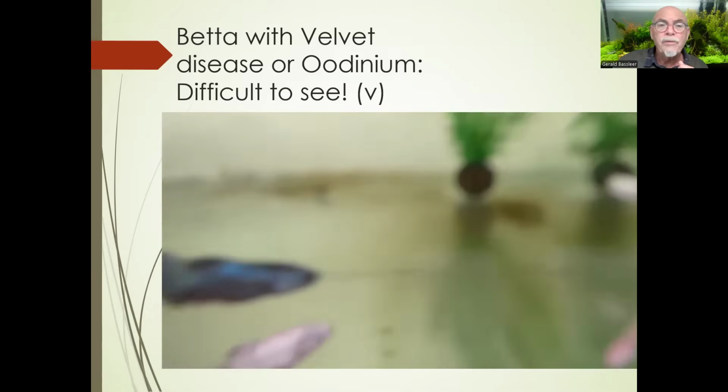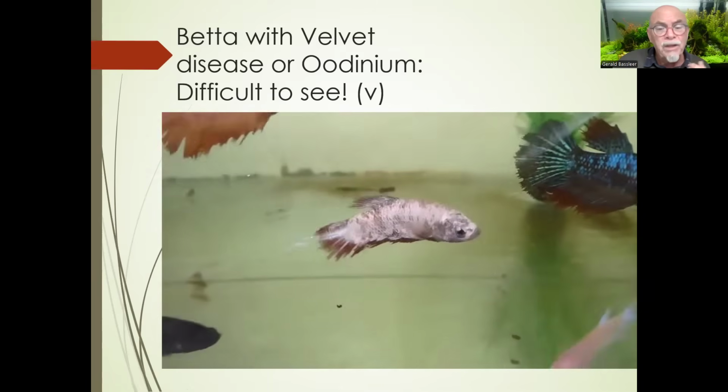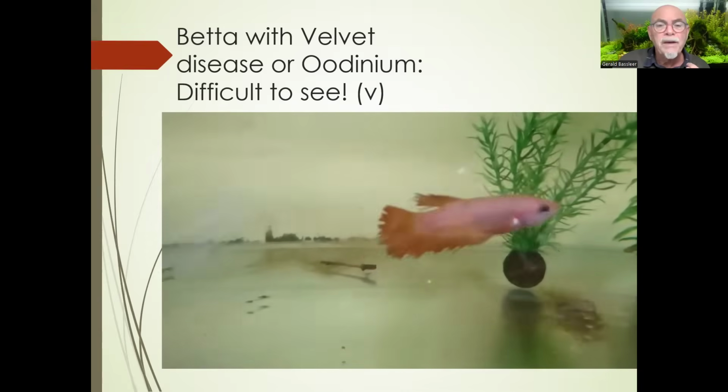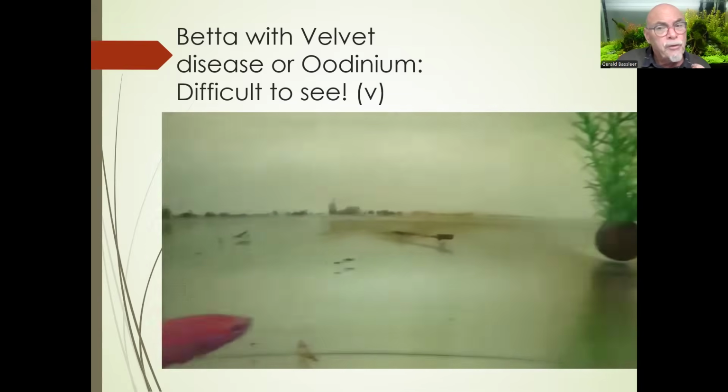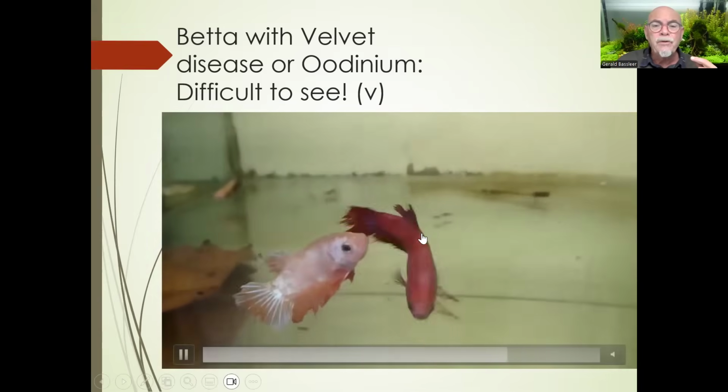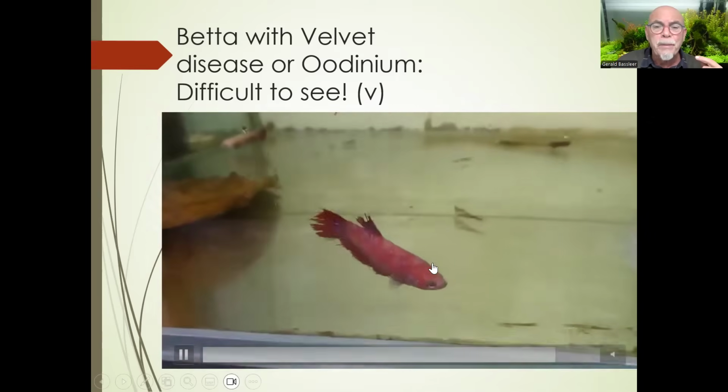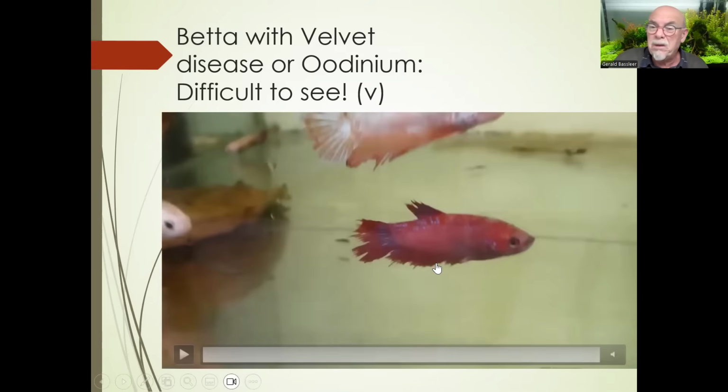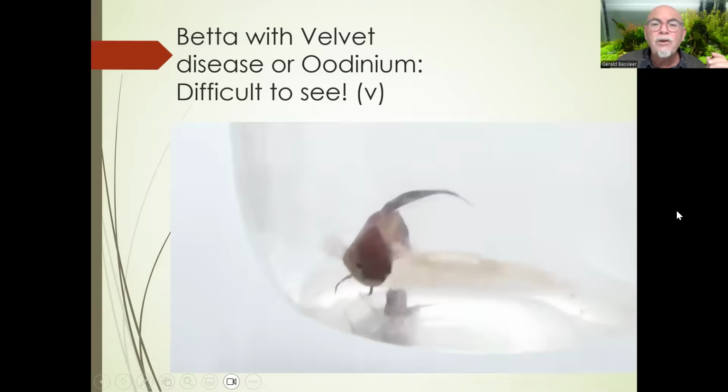Parasitic infections. Oodinium, something that we see quite often in bettas. Difficult to see with our naked eye. You see some turbidity on that betta. Do I see it? Maybe. Very difficult to see turbidity. You see some damaged fins again. It's secondary bacterial infections here. Also this one on the bottom here, on the anal fin. But the parasites, Oodinium, velvet disease, were the main cause.